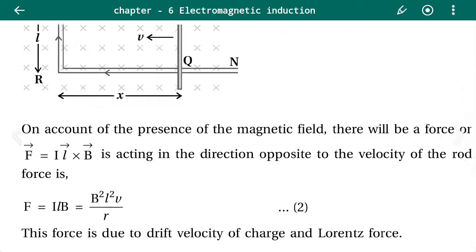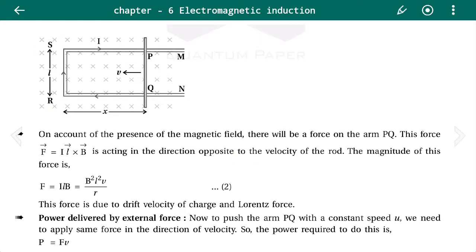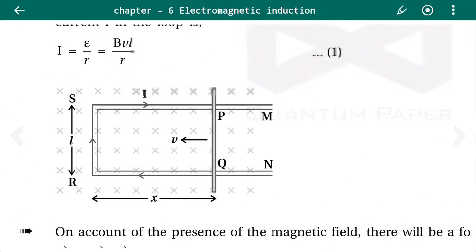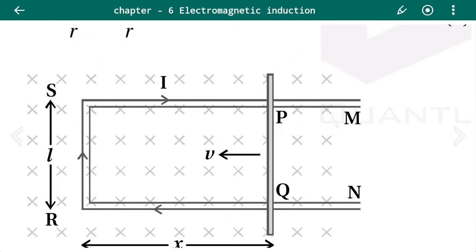On account of the presence of the magnetic field, there will be a force on the arm PQ. This force F equals I L cross B, acting in the direction opposite to the velocity of the rod. The magnitude of this force is F equals ILB. Here you can see that this cross symbol shows the uniform magnetic field, and the cross indicates that the direction of the magnetic field is into the plane of the paper.